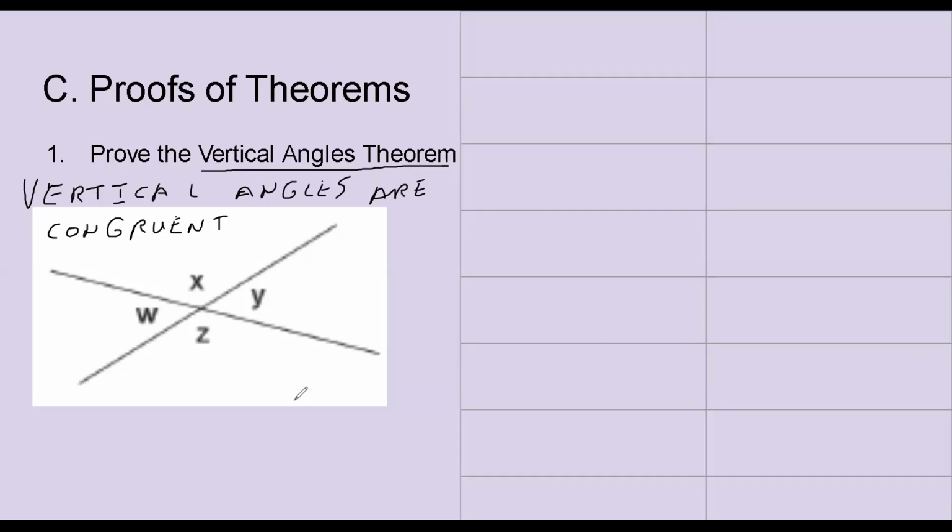All right, so how would I do that? Well, let's identify a pair of vertical angles in here. So we have, let's try to prove that angle W here is congruent to angle Y. So again, on the left side of this proof, I'm going to have my statements. And on the right side, I'm going to have my reasons.